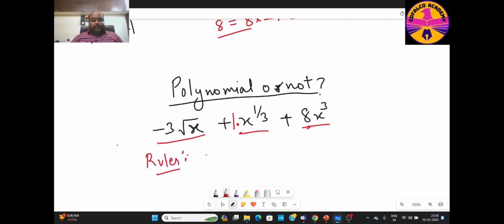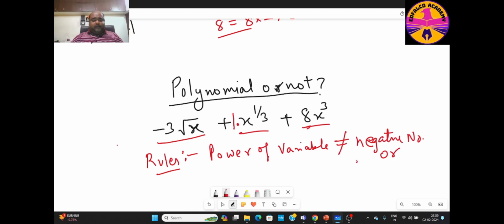That's important to understand. So the first thing is that the power of x, or any variable, cannot be a negative number, or a fraction. We cannot take an expression with a power of x or y, or whatever the variable present in that expression, as a negative or fraction. If that is the case, then that particular expression will not be counted as a polynomial.